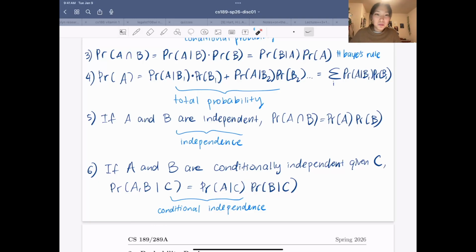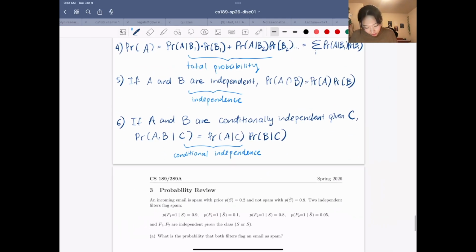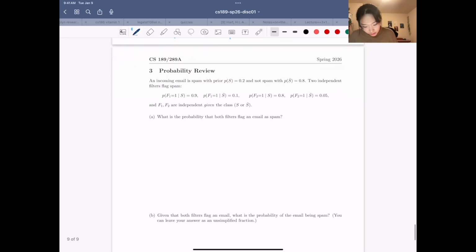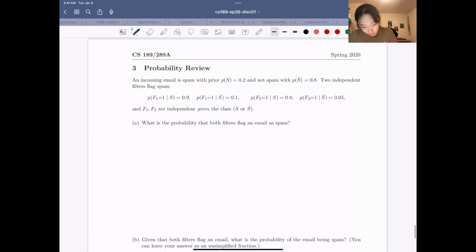There are definitely a lot more properties out there. If you run into a property that you're unsure of, just search it up and hopefully the internet will provide a good resource. Okay, now let's move on to the actual question, starting with 3A.